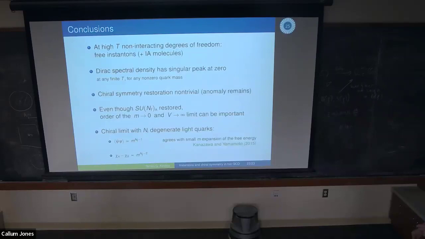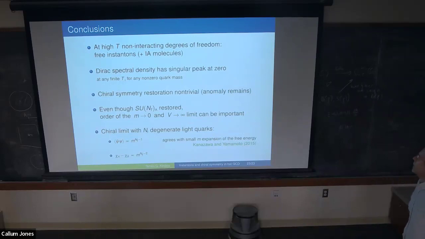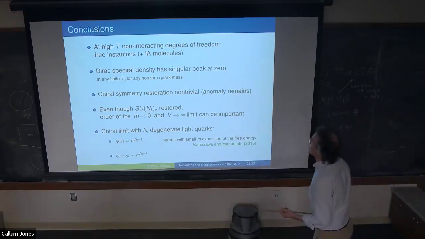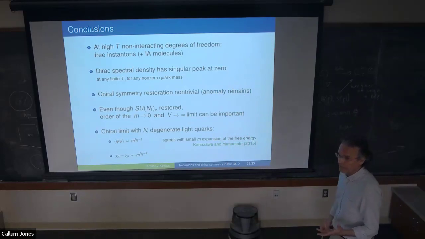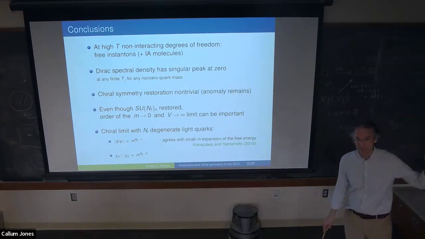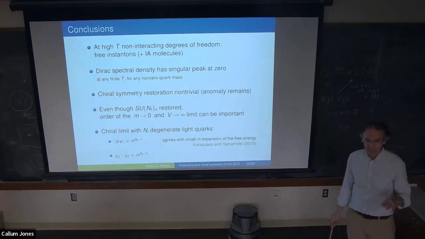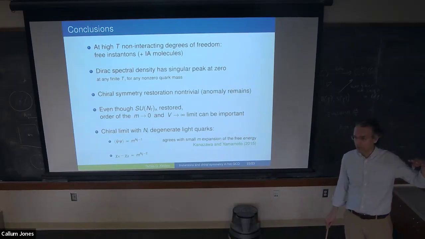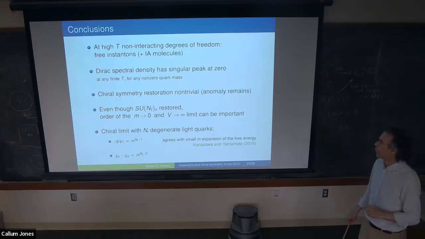Okay, so finally the conclusions. I think I'm on time, right? Good. So the conclusions: at high temperature, we have non-interacting degrees of freedom in a strongly interacting theory, and you don't have to go to infinite temperature for that. All the story I told you is already valid just a bit above the critical temperature, where the instanton gas is dilute enough for this story to apply.